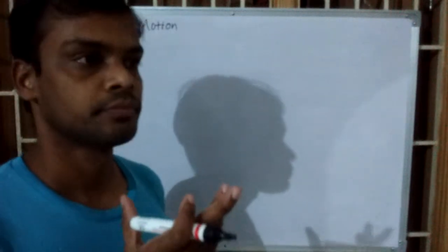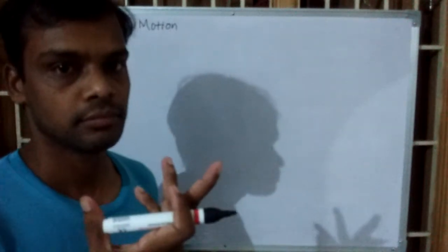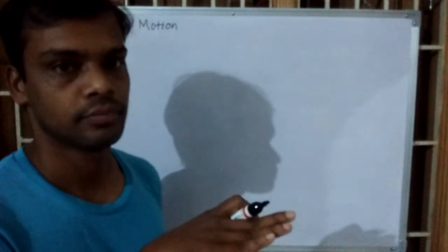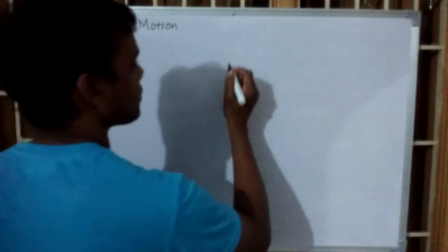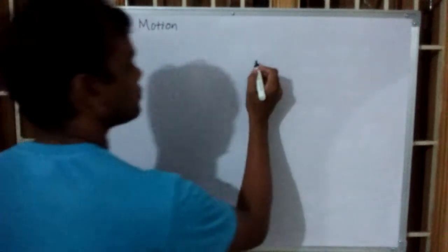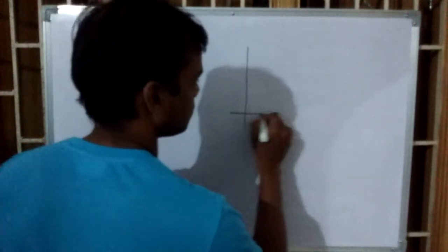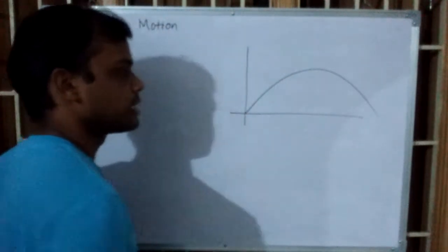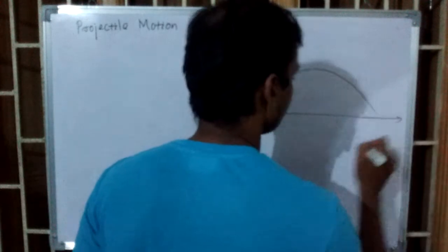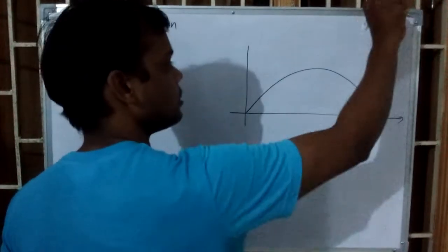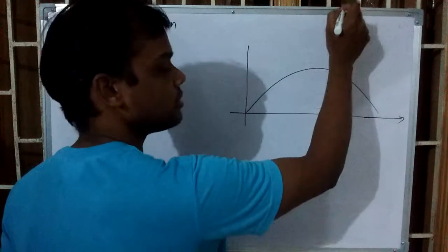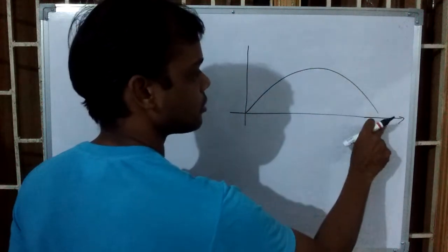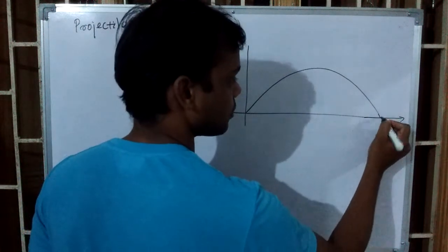First of all, a projectile is an object that is thrown with some angle with respect to the horizontal, near the surface of the earth. This is a typical projectile motion. If you throw something with this velocity in this direction, it will go like this and drop like this. This is called projectile motion.